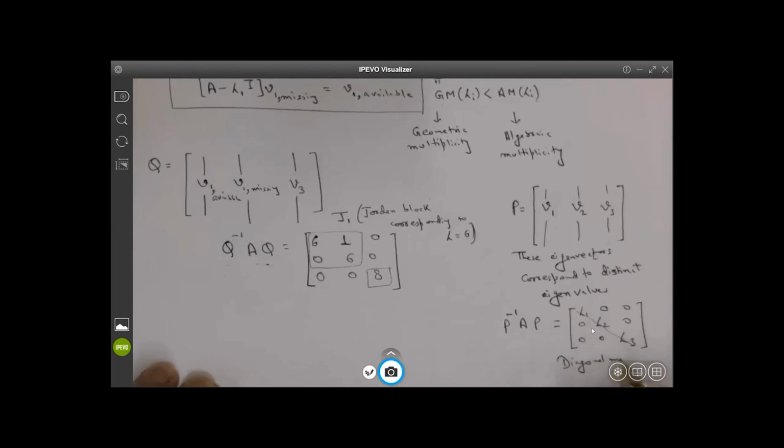Professor, could you quickly explain what linearly independent means again?